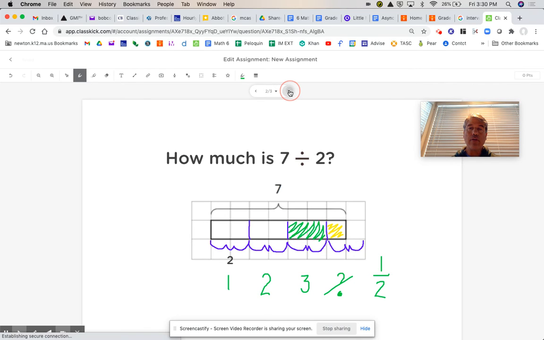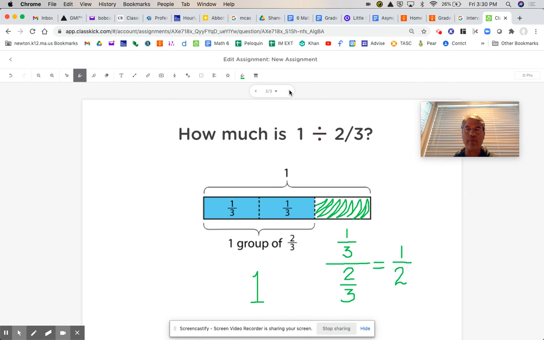So moving on to my last example, and this is a little bit more complicated, but how much is 1 divided by 2/3? Again, I like to think of 1 as my length, and I look at 3 individual boxes because we're dividing by thirds. Yes, it's a group of 2/3 that we're really dividing by, but it's a nice way of looking at it when you break it into 3 individual pieces, since really we're dividing into thirds initially.